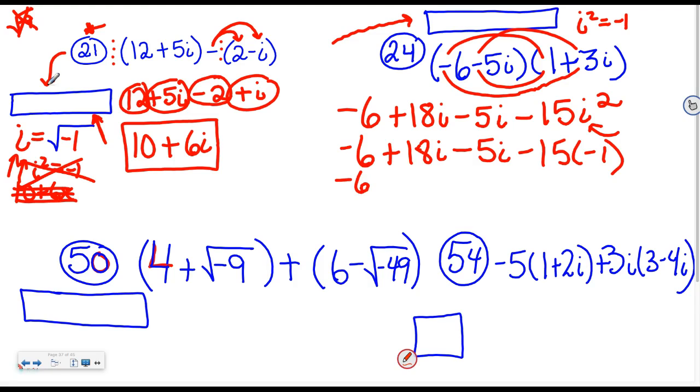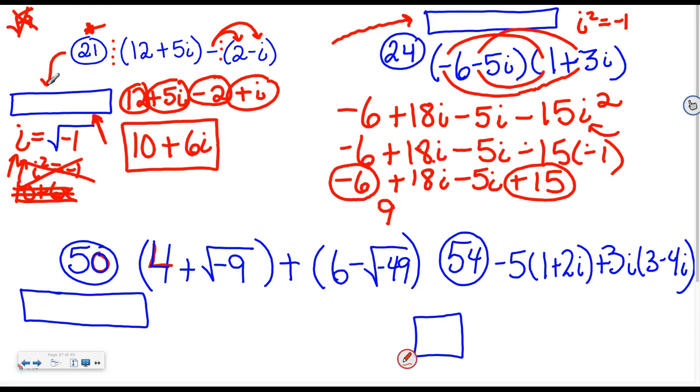So I have -6 plus 18i minus 5i, and a negative times a negative makes a positive. Now I'll combine my like terms and be done. I have -6 going up 15 for 9 ones. I have 18 i's, take away 5 i's, which brings me to 13 i's. And again, those don't go together because they're not like terms.